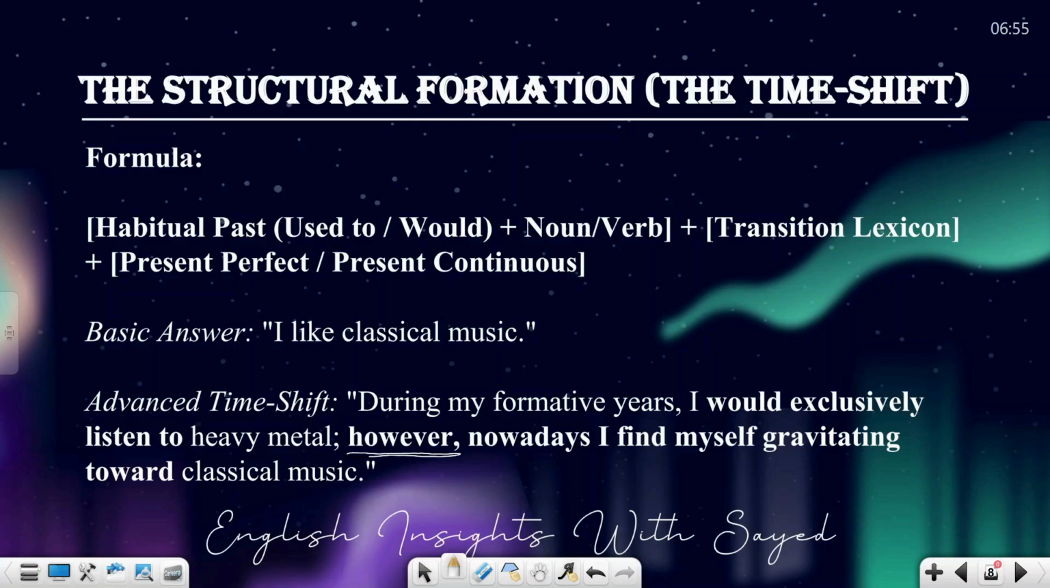So during my formative years, I would exclusively listen to heavy metal. So that was in the past. Now what you're doing, you are using the transition lexicon. However, nowadays I find myself gravitating. Gravitating means you are feeling attracted toward classical music. So you are using that word, gravitation, that gravitation force. You are feeling the gravitation force. That is the verb, gravitating. I find myself gravitating toward classical music. See how improved the sentence is?